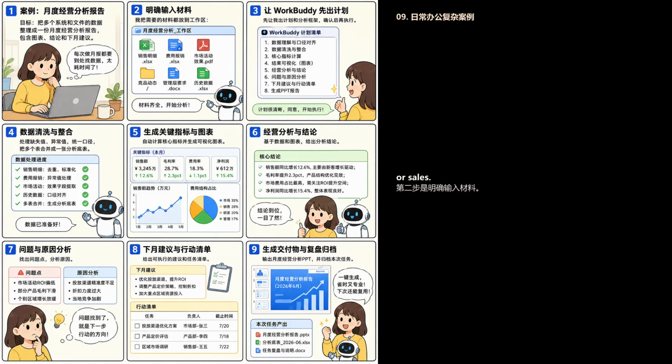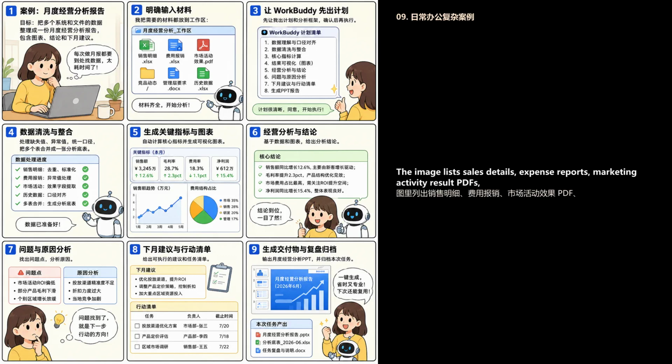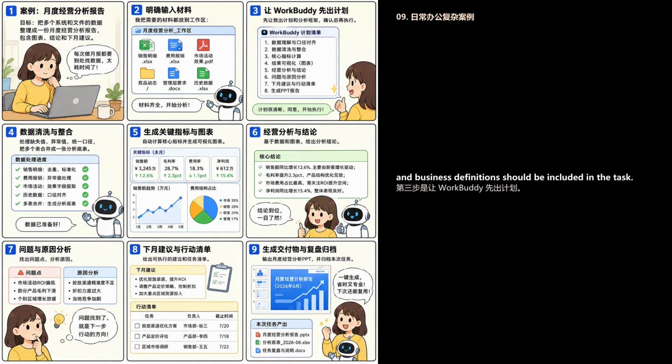The second step is defining input materials. The image lists sales details, expense reports, marketing activity result PDFs, competitor update folders, management requirements, and historical data. Materials should be complete. Names should be clear, and business definitions should be included in the task.